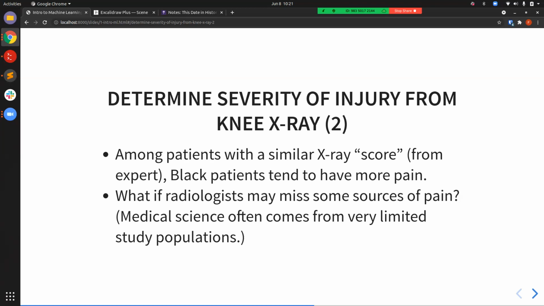Instead of trying to predict the radiologist's severity score, it tried to predict the patient's pain from the X-ray. So normally the pain is associated with the severity of injury. So you would expect that someone with a high severity score from radiologists would also have more pain. But we know that that's not true, that Black patients often have more pain than their expert score would predict. So we call this pain disparity. So in order to counteract this bias, this model was not trained to produce a radiology score. It was trained to produce as output, what is the level of pain experienced by this patient?